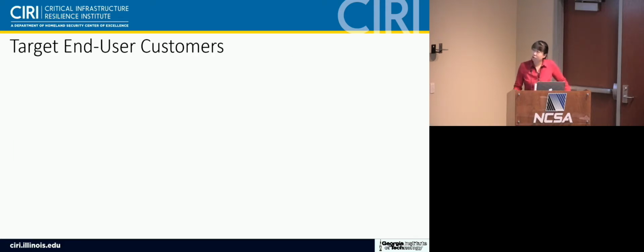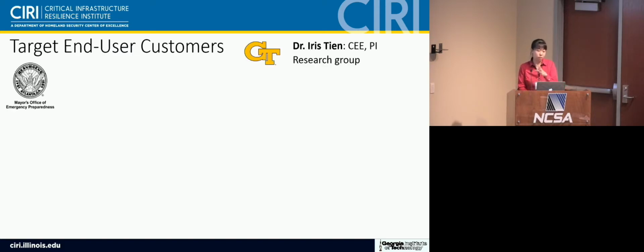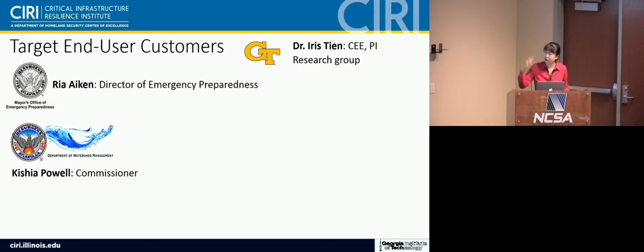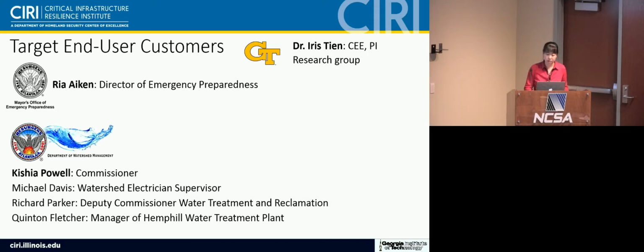So now I wanted to switch gears a little bit to talk about our specific end user customers. Starting from Georgia Tech, we have the Office of Emergency Preparedness, and we've been working really closely with Rhea Aiken, who's the Director of Emergency Preparedness there. Then at the Department of Watershed Management, we started with the commissioner, and we're really looking at these interdependencies. So we've talked specifically with electrician supervisors and managers of plants, and even within Watershed you go from individual plant managers to larger managers as well.